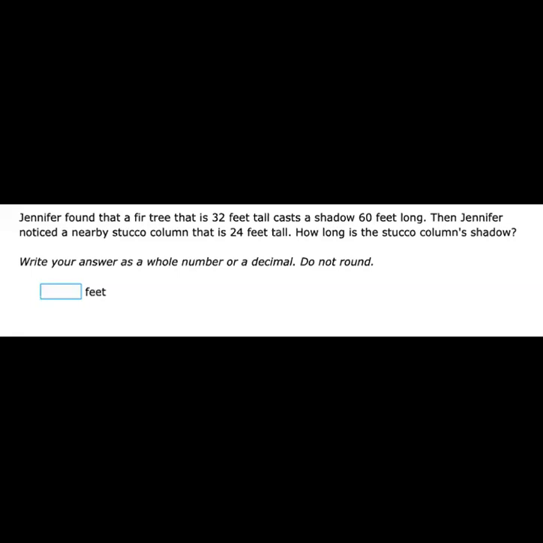All right, next one we have a word problem. So we get to the next level, we start to look at those. Jennifer found that a fir tree that is 32 feet tall casts a shadow of 60 feet long. Then Jennifer noticed a nearby stucco column that is 24 feet tall. How long is the stucco column's shadow? We're going to write our answer as a whole number or a decimal, do not round. So we're going to find how many feet.